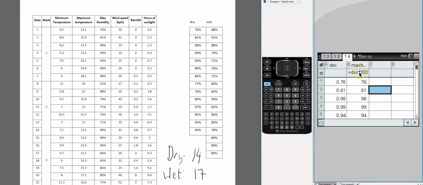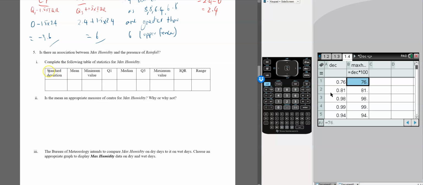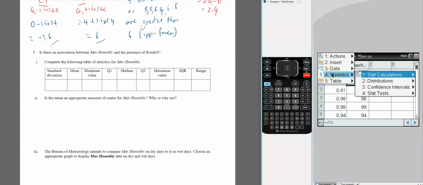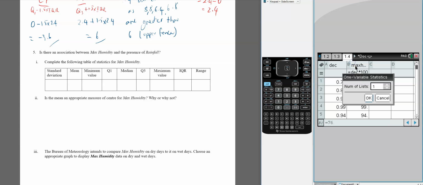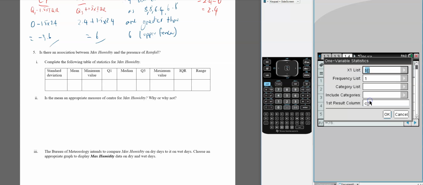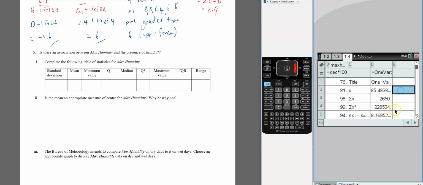Alright, so I've got my data here for max humidity, which is now represented as a percentage. And I'm going to calculate the statistics for this. So this is where I would probably do the statistical analysis by using this method. So menu, statistics, stat calculations, one variable statistics. We want to calculate one list, and we want to make sure we calculate the max humidity. Okay, and now we've got our summary right here with us.